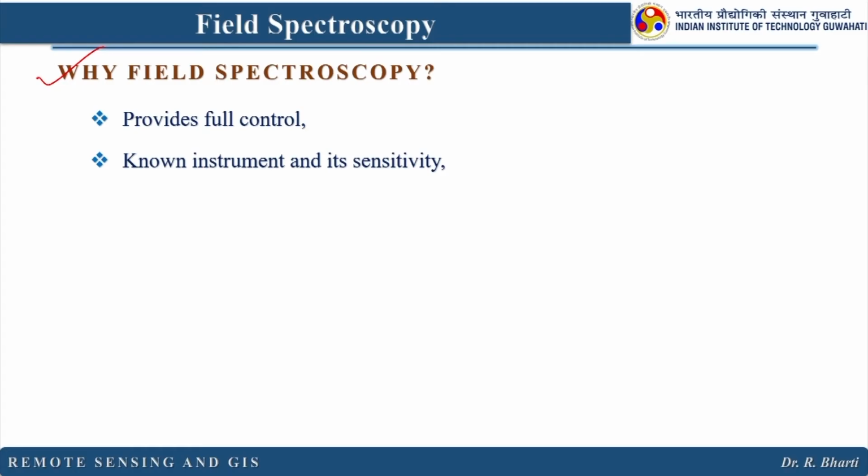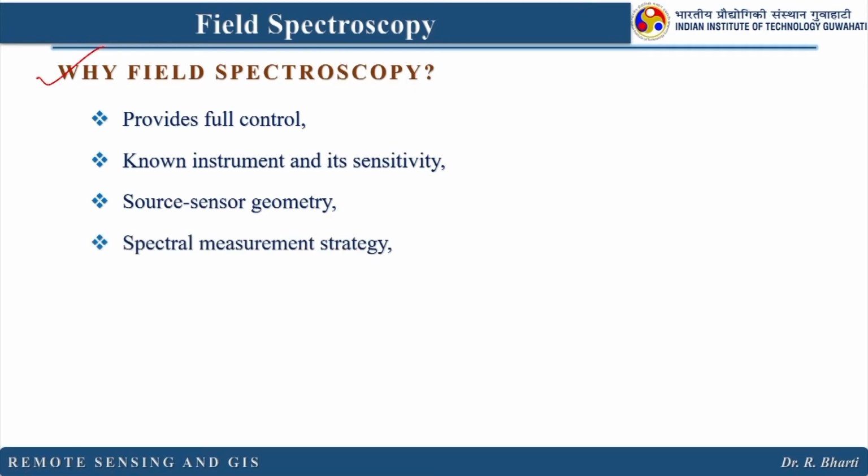So this information is available to you when you are involved with field spectroscopy or lab spectroscopy. Source sensor geometry, you have full control. Spectral measurement strategy, how frequently you want to measure, at what time you want to measure, what target you want to measure, everything you can decide.